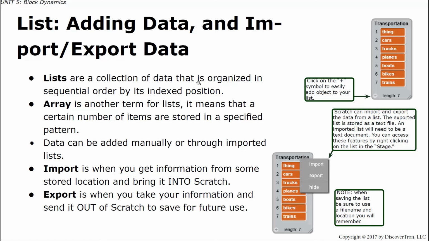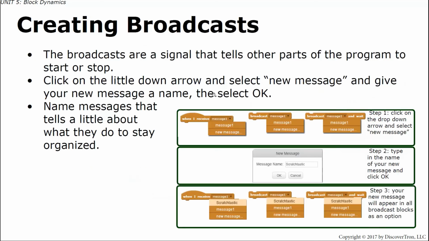Let's see what's next. Okay, creating broadcast messages. Broadcasts are the signal that tells the other parts of the program to start or stop. It's essentially a message that gets sent out that tells the other functions to execute their code. You have to get one of these broadcast blocks, and then you click on the little down arrow, select new message, and give it a name.